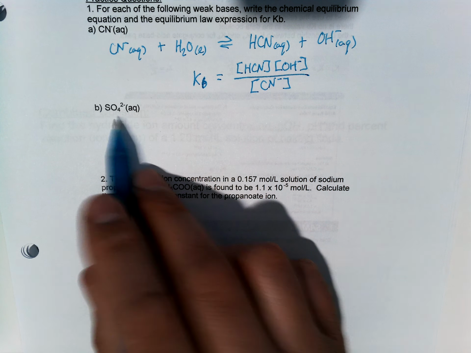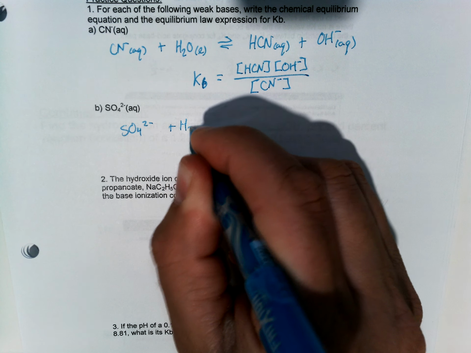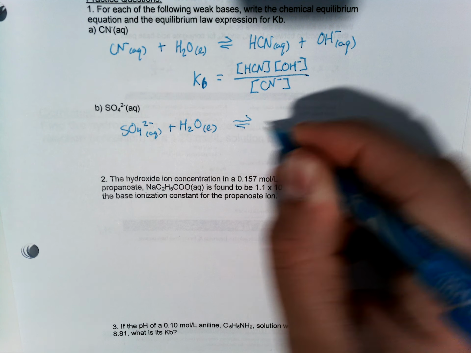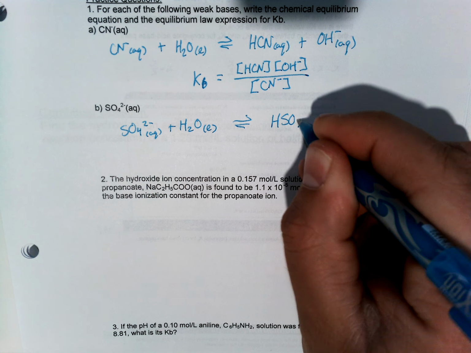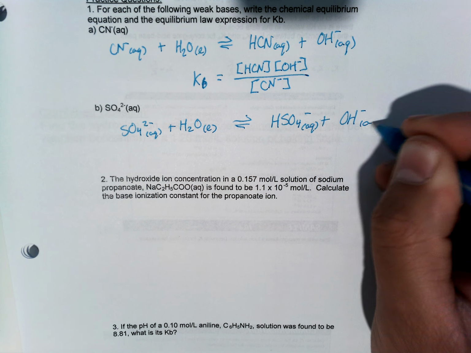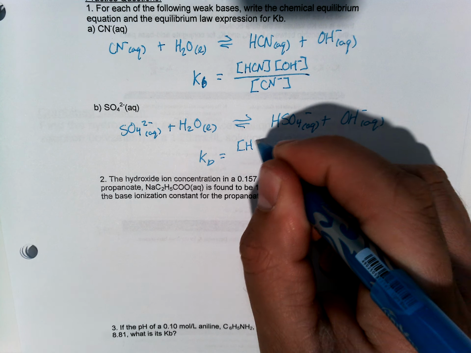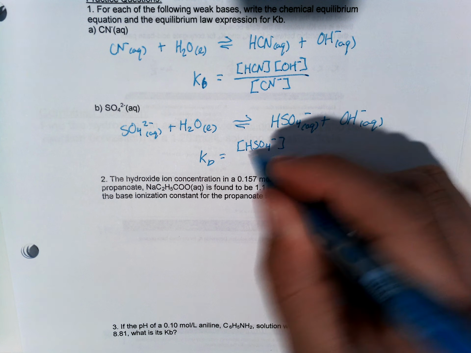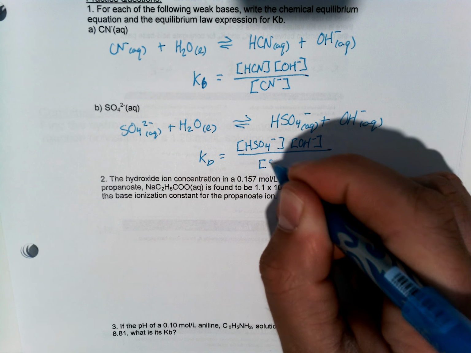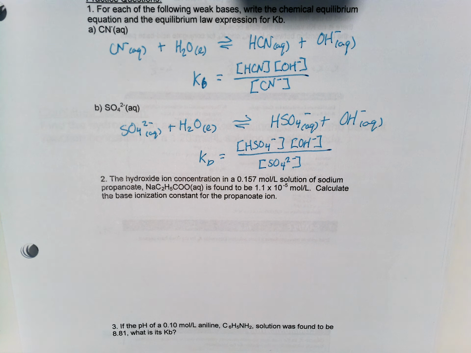Okay, SO4 2 minus, so we have SO4 2 minus plus water. Should write down the states always. It's going to produce HSO4 minus plus OH minus. Okay, and the KB expression for this, we have our conjugate acid times hydroxide divided by our initial base. And that's as much as we need there.